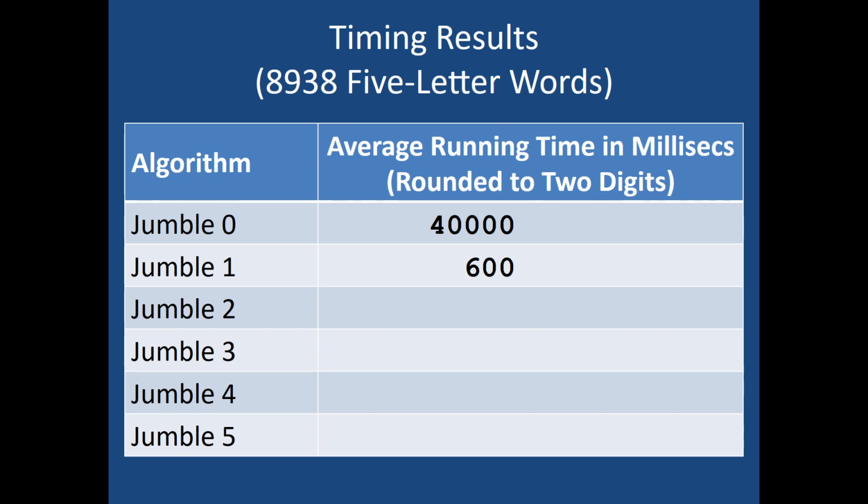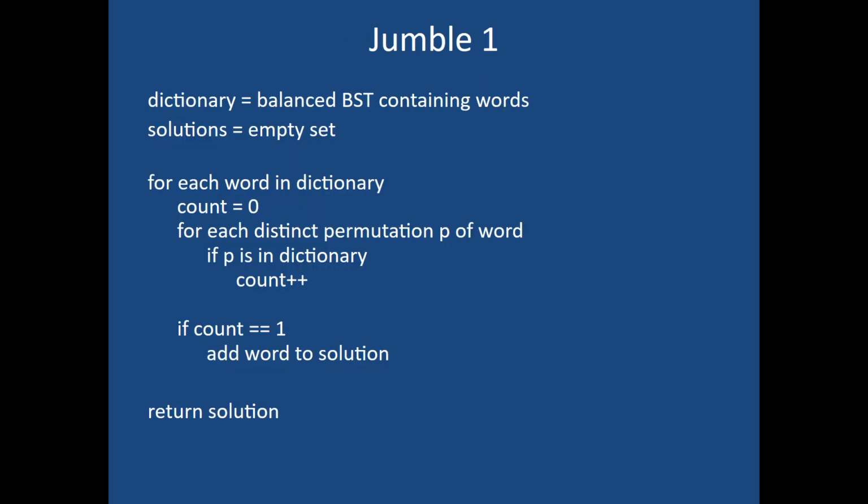So it makes such a dramatic difference because that check, remember, that is, if P is in dictionary check, is doubly nested, right? It's inside the for each: you're looping over the words in the dictionary, you're looping over the permutations, you're doing that test. So getting that test fast makes a huge difference.